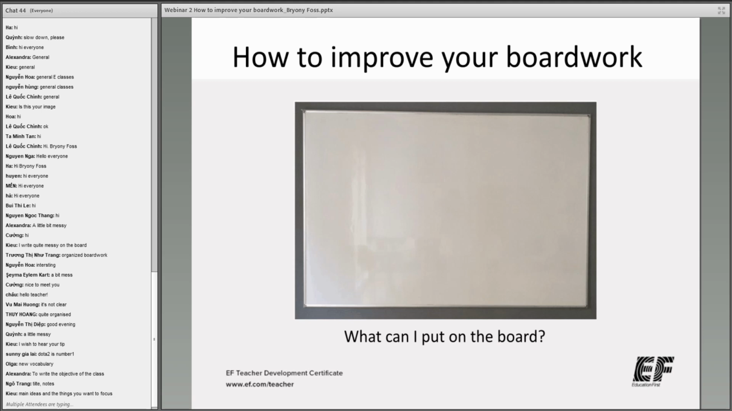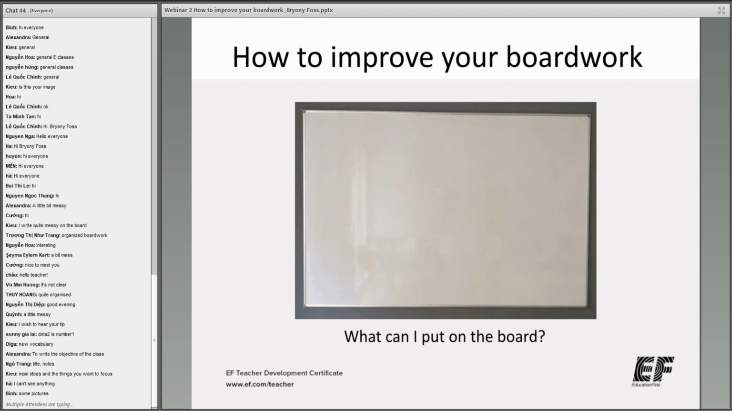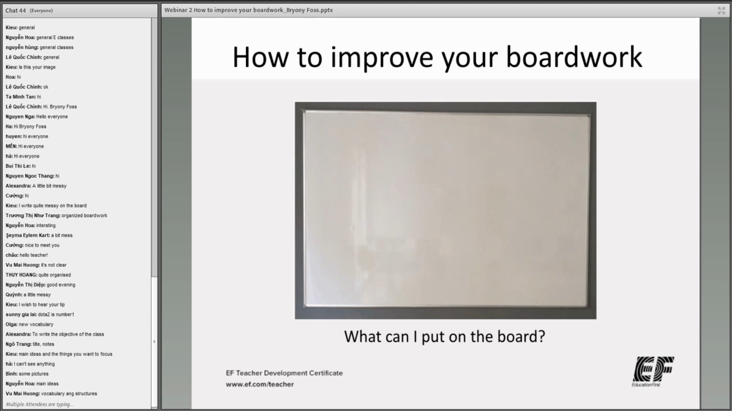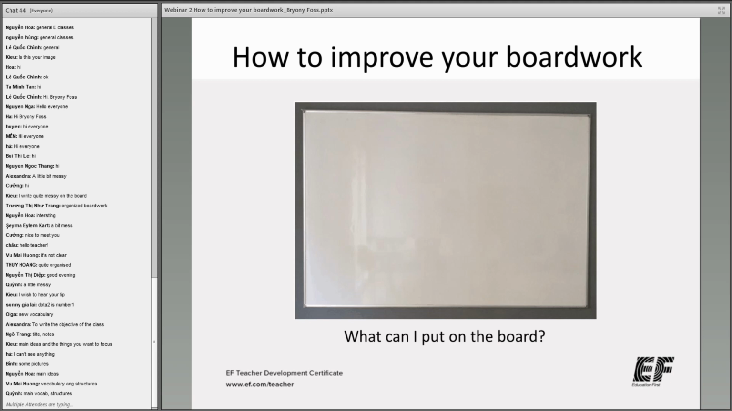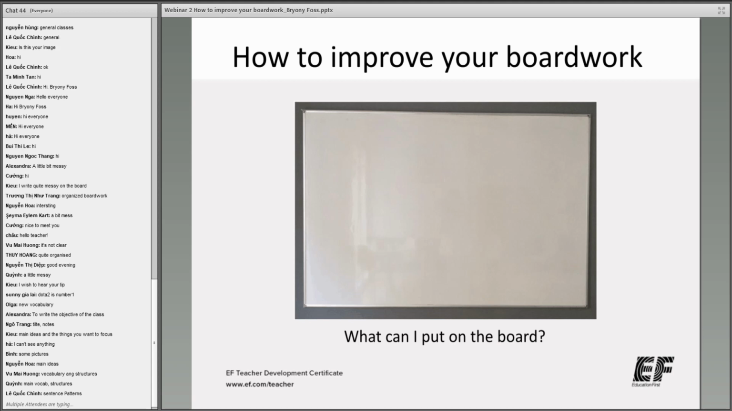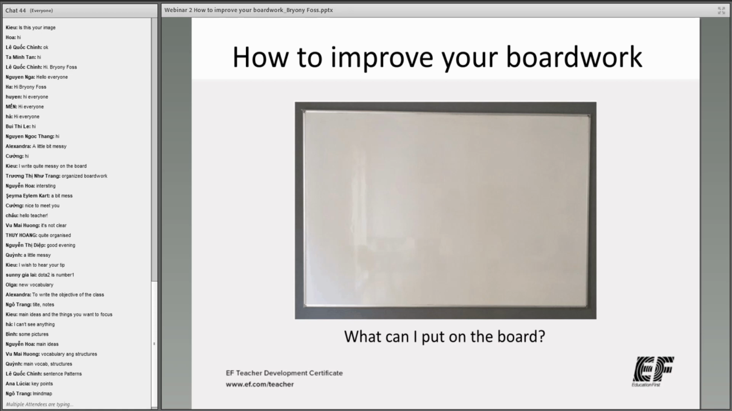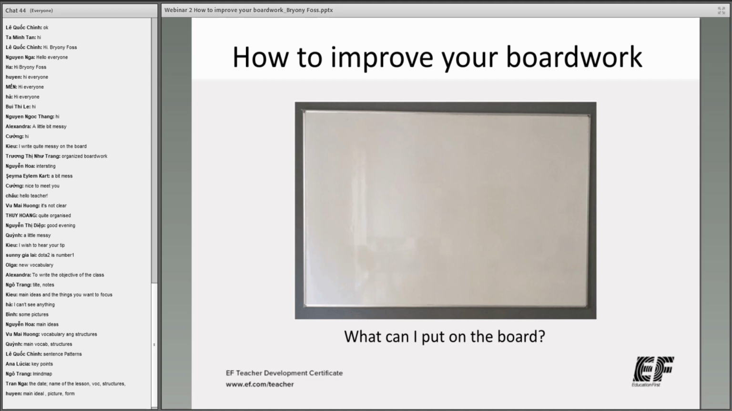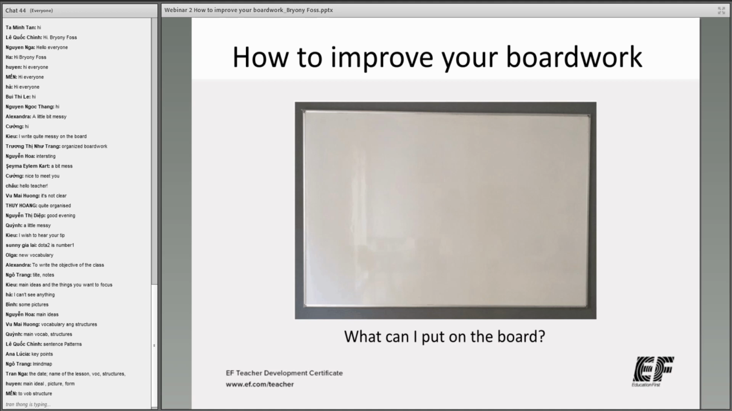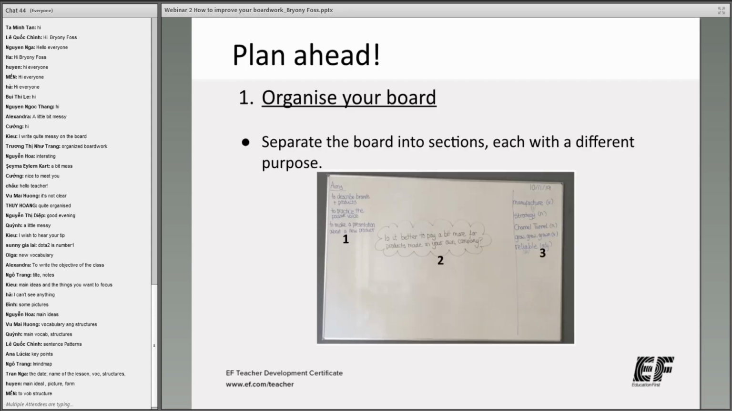Good. Vocabulary, objectives, some notes, things you want to focus on, pictures, good idea, structures. Good. Your key points as well, sentence patterns. These are lots of things. As you can see, you have lots of different answers, and there are no limits about how we can use our board. So the first thing I want to talk about is planning ahead.